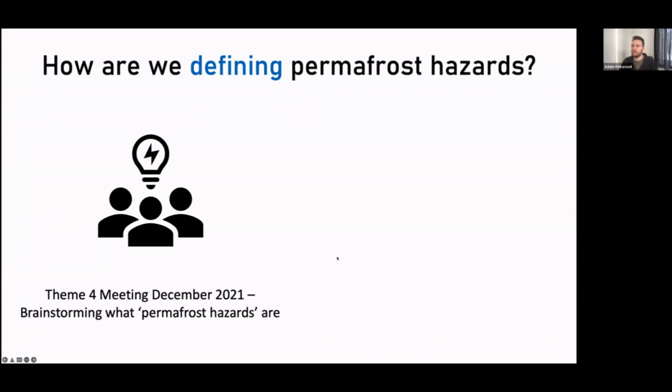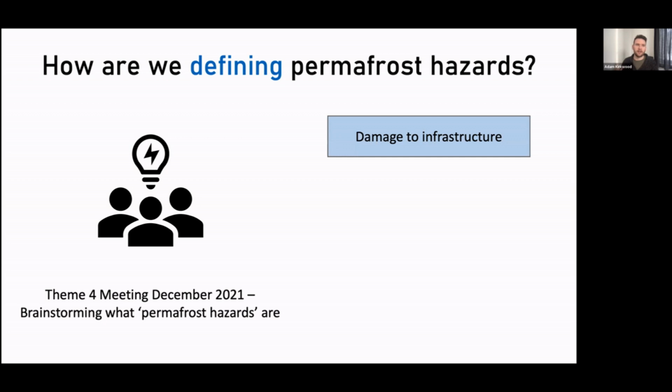At a theme 4 meeting that we had in December 2021, we started brainstorming how people are defining permafrost hazards. We had a really good discussion. It lasted longer than the meeting was supposed to, but it was perfect because it really transformed the way I was thinking about permafrost hazards. I think it did the same thing for some of the other people at that meeting. Of course, the first thought of permafrost hazards that came up was damaged infrastructure. This seems like the logical one.